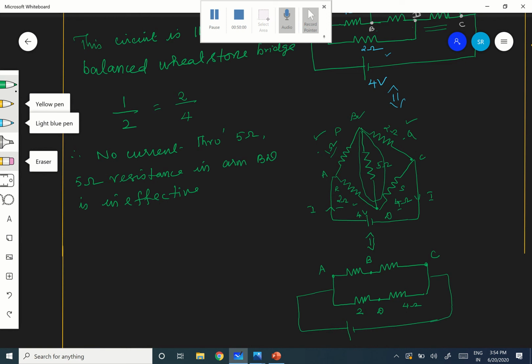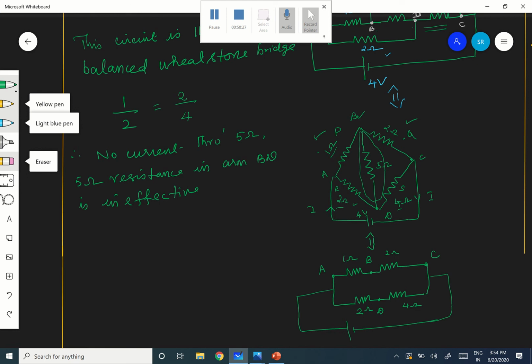Are you following? In between BD there is 5 ohm. It is no need because it becomes ineffective. Why? Because it is a balanced Wheatstone bridge. Okay, that can be neglected here. No current. Therefore, from A, it is 1 ohm, it is 2 ohm, it is 2 ohm, 4 ohm. Therefore, you will be getting the current. What is the resistance RABC?